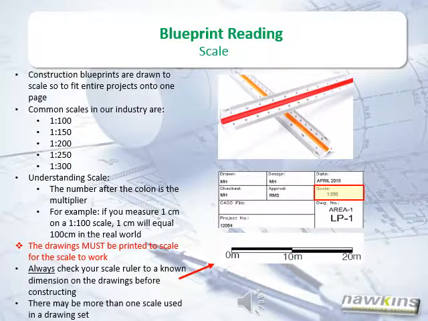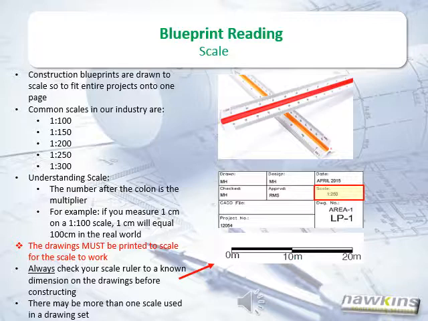Scale. Construction blueprints are drawn to scale so it can fit the entire project onto one page. Common scales in our industry are 1 to 100, 1 to 150, 1 to 200, 1 to 250, 1 to 350. Understanding scale. The number after the colon is the multiplier.